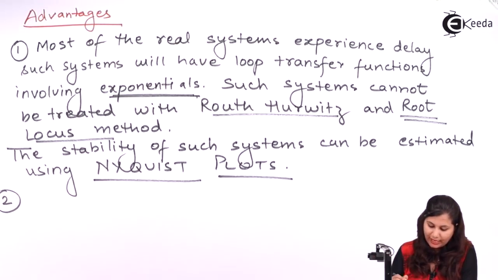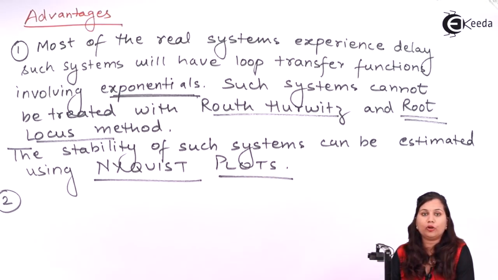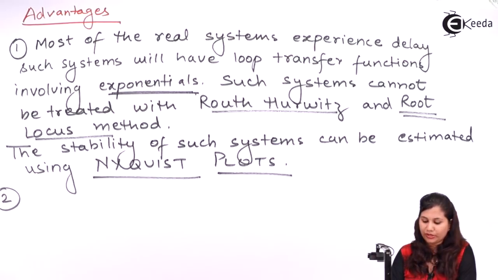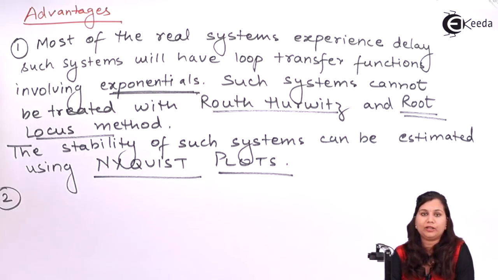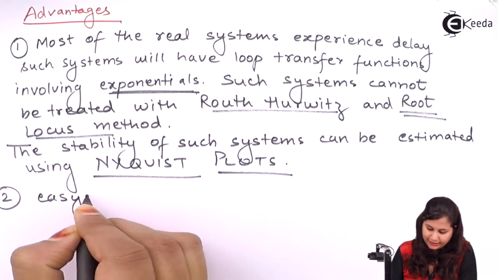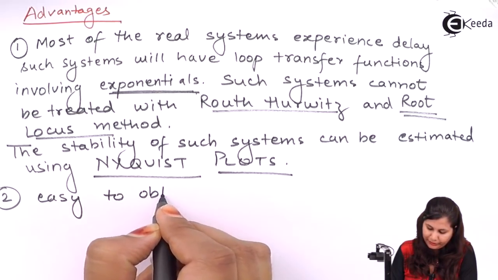Second advantage is that it can be easily obtained when we are using computerized methods. Using computers, we can easily find out the Nyquist plot of a system. So the second advantage is that it is easy to obtain.